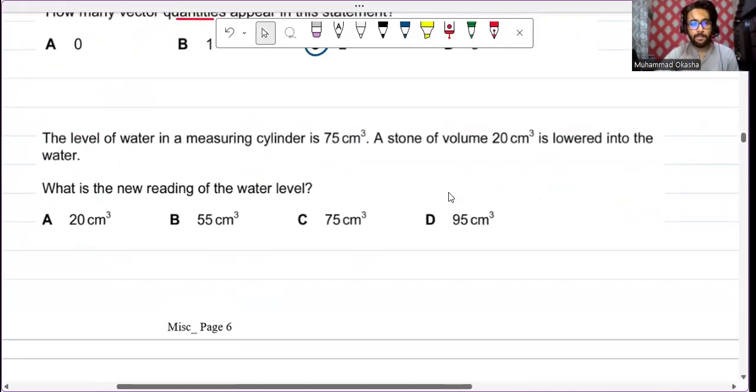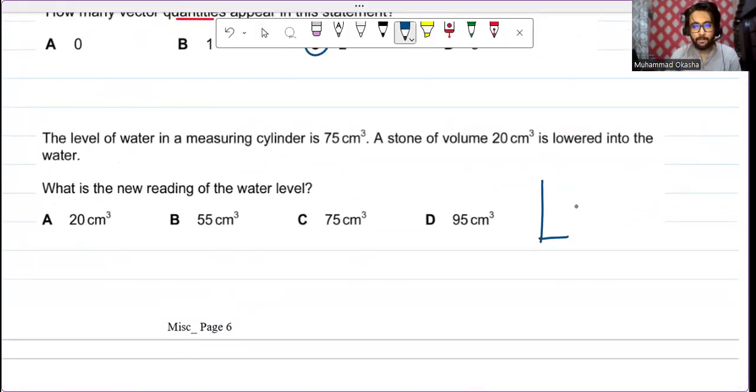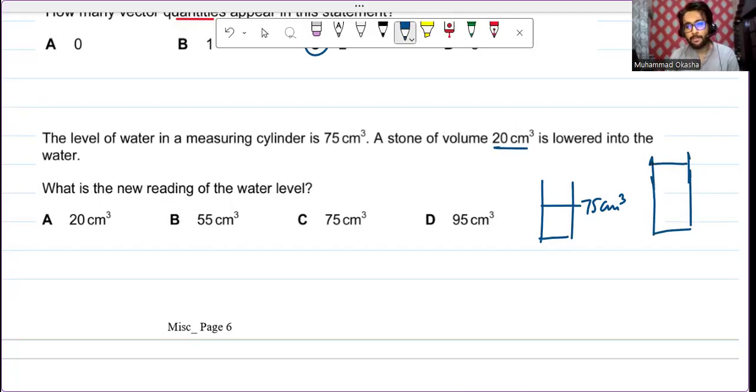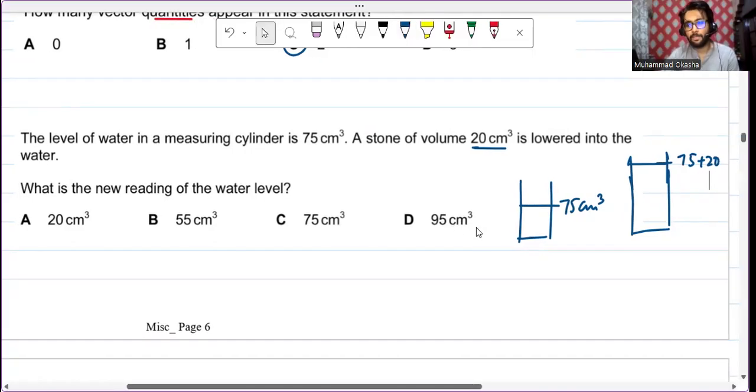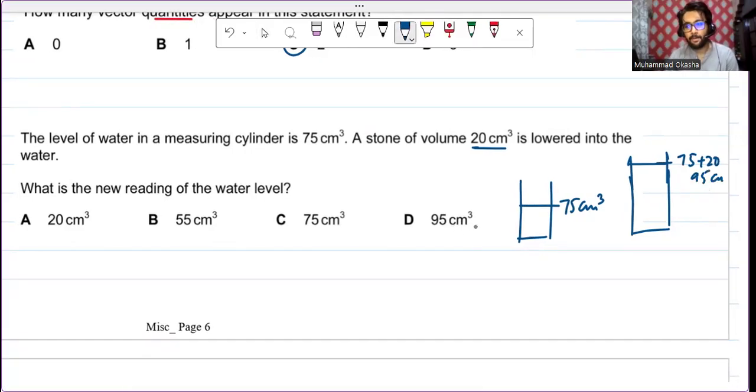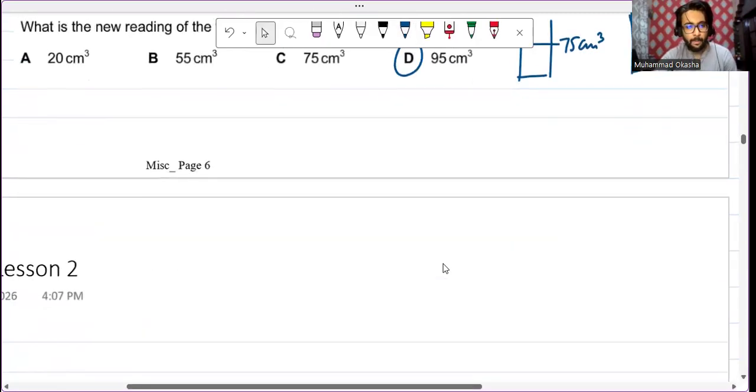The level of water in the measuring cylinder is 75 centimeter cube. So initial volume is 75 cm cube. If you put in a stone of 20 centimeter cube, the volume rises up to, of course, 75 plus 20, which is going to be 95 centimeter cube. 95 centimeter cube will be your answer.